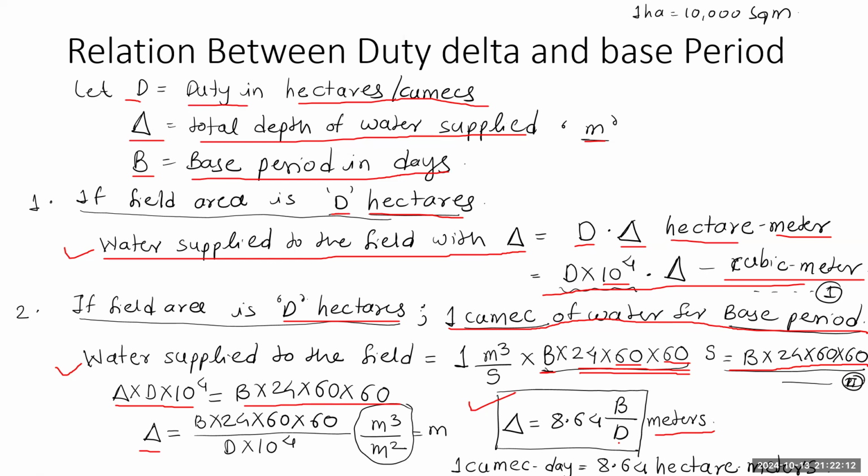Using this relation, we have to solve problems on crop water requirement. So that we will see in tomorrow's lecture. In tomorrow's lecture, we will see how to calculate the crop water requirement using the relation between duty, delta, and base period, which is delta is equal to 8.64 into B by D. Okay, so with this, today we'll stop here as time is up. Thank you.